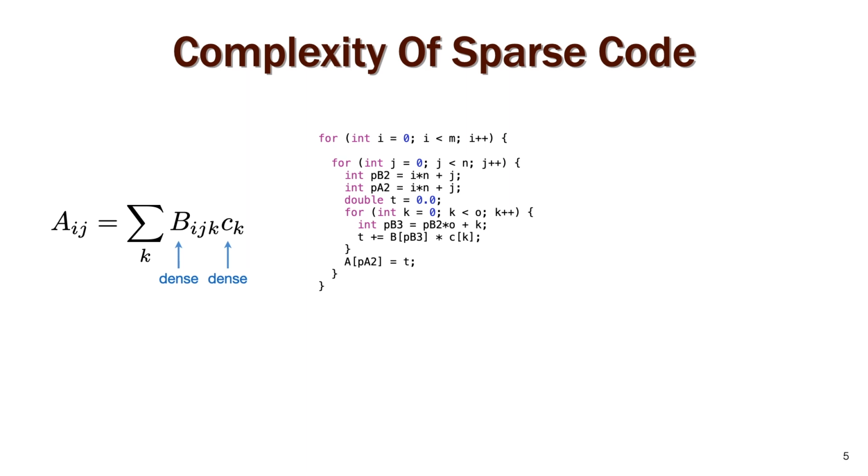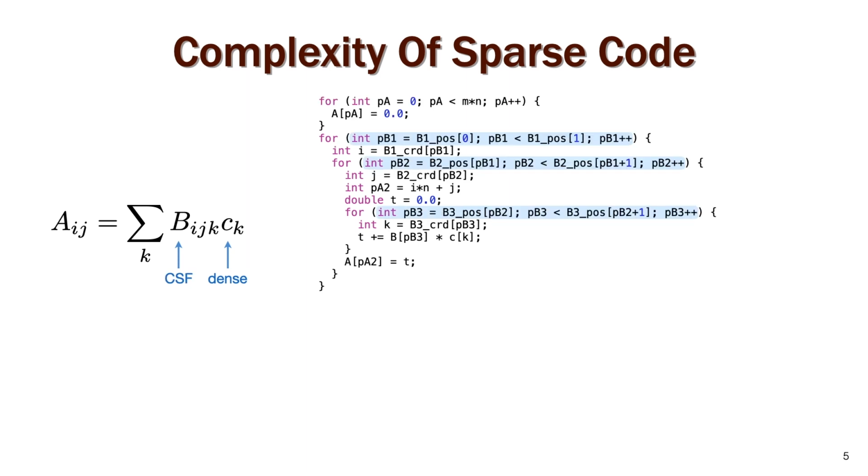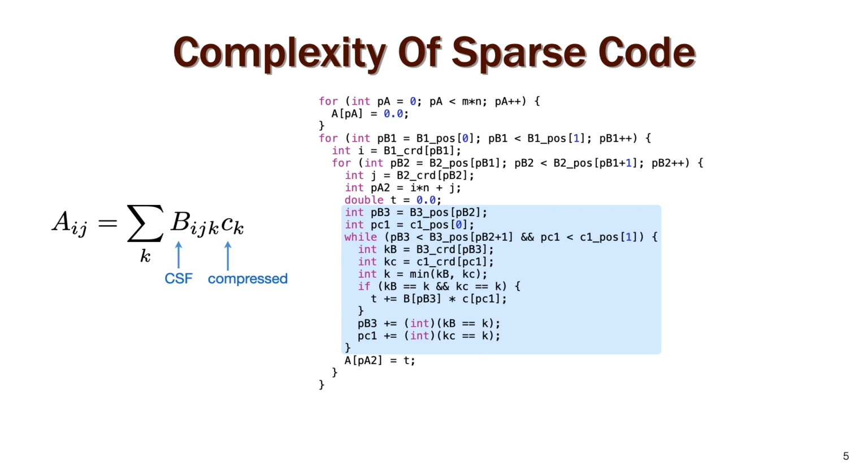However, generating sparse code is a lot more complex than dense code. So let's look at this 3-tensor multiplied by a vector. If everything is dense, this is code that probably even a first-year undergrad can write. However, when things become sparse, so this B is now a complex sparse fiber format, then the code gets a little bit more complicated. And when both B and C are sparse, if C is in a compressed format, the code gets even more complicated.